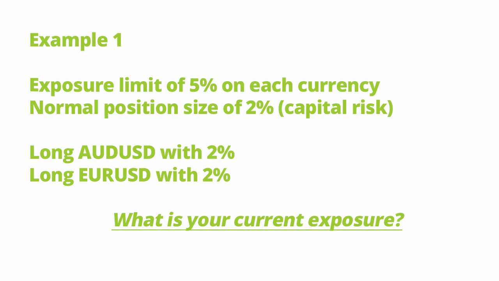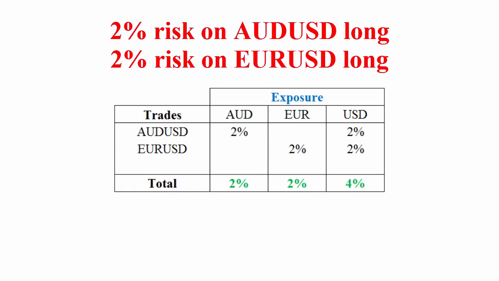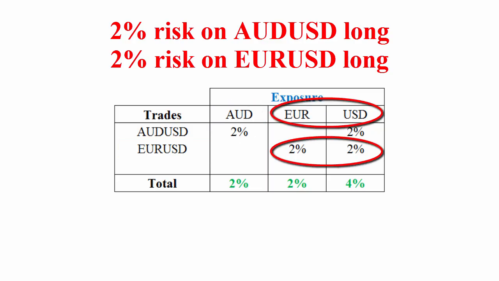Example 1. You set yourself an exposure limit of 5% on each currency. You are taking 2% risk on each trade. One Tuesday morning you entered long Aussie USD, and in the afternoon of the same day you entered long Euro USD. This is the individual currency exposure so far for these two trades. Let me explain how this table works. Your 2% long position on Aussie USD is recorded as 2% exposure on the Aussie and 2% exposure on USD. Same with Euro USD, 2% exposure each on the Euro and USD.